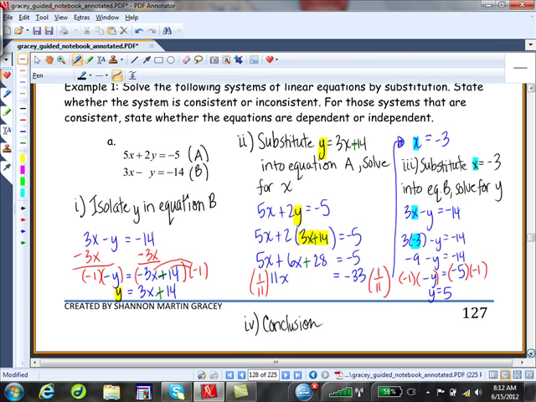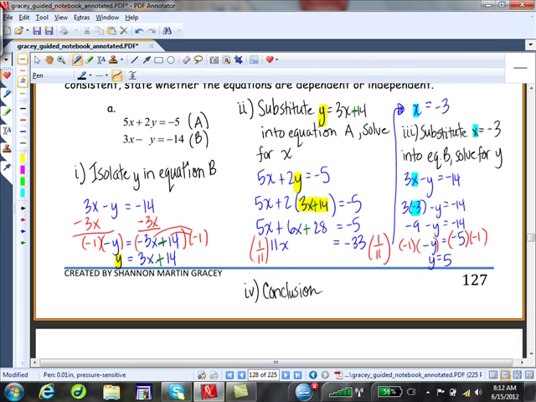So what have we found? We've found that the ordered pair (-3, 5) is the solution. And by the way, this is consistent. It's a consistent system. And we're done.